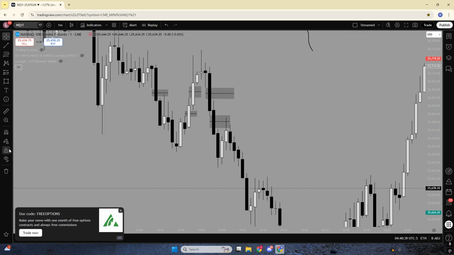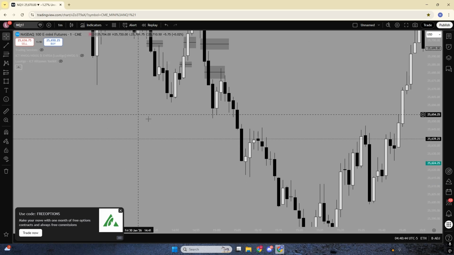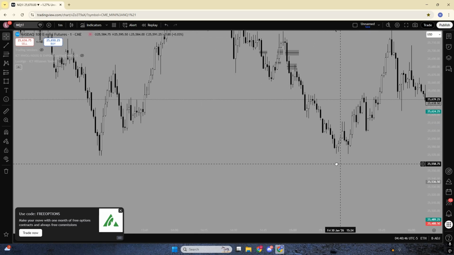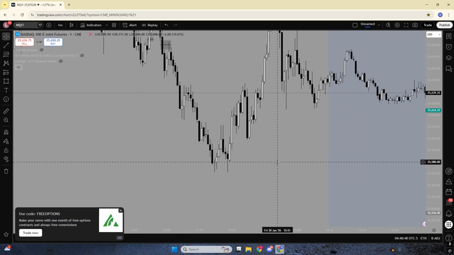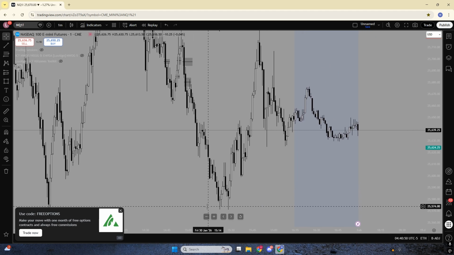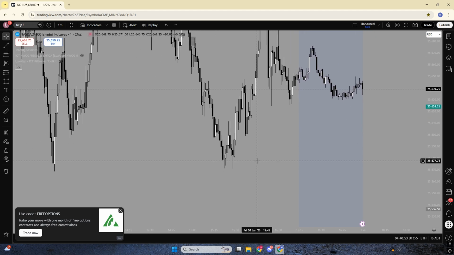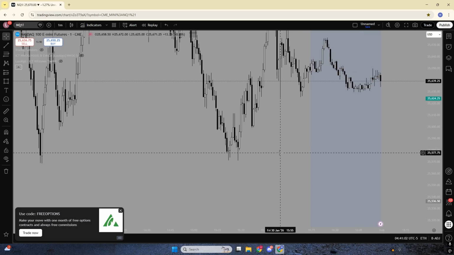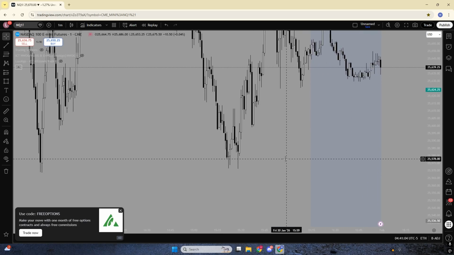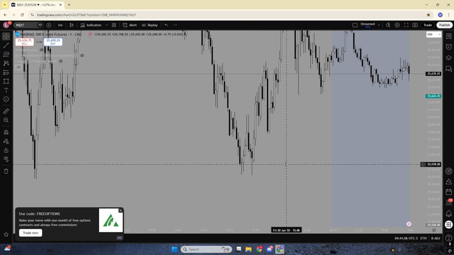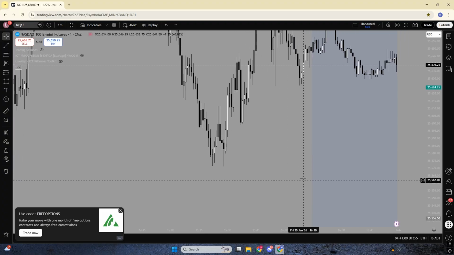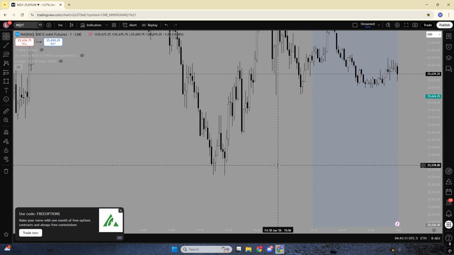Okay, how do you use fair value gaps? When there's a big move, like a big move upwards, there's a lot of imbalances, right? The market creates imbalances. Fair value gaps aren't the only imbalance. There's also order blocks and breaker blocks and stuff like that. But today we're just going to be talking about fair value gaps.